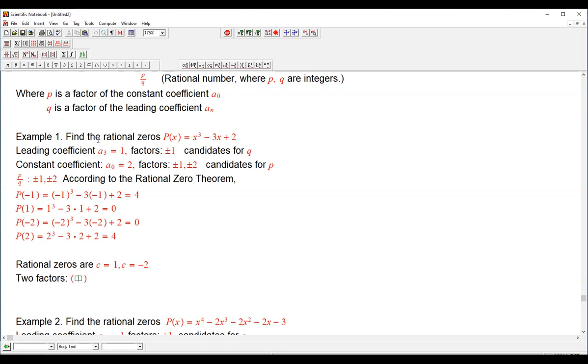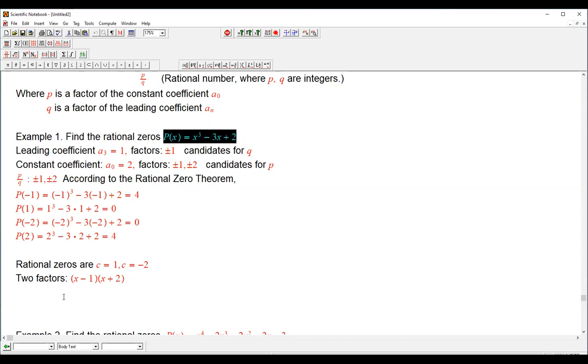These two factors are x minus 1 and x plus 2. Okay, and what do we do then? Right, we're going to take this polynomial and we're going to do long division. We can do long division 1 by 1, or we can do long division all at once.